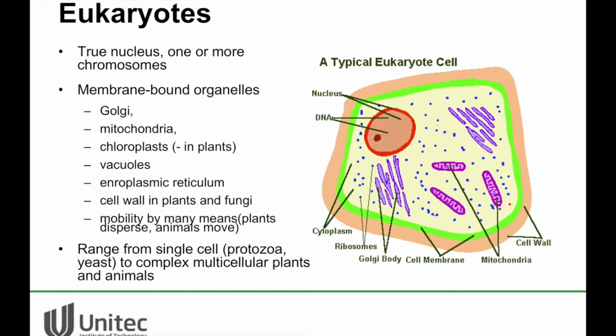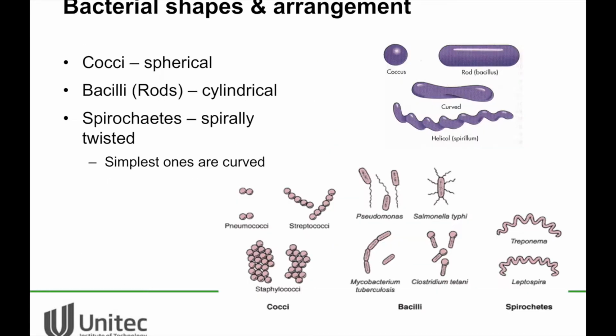And they can also move, so many plants can disperse using seeds, floating seeds, or pollens. Animals tend to move, and small animals may move by flagella or cilia. Large animals, like your companion animals, tend to walk along, and we'll deal with that as we move through. Eukaryotes can be single-celled organisms, such as protozoa, or they can be complex multicellular things like plants and animals, and that's really where we dwell most of the time with our companion animals.